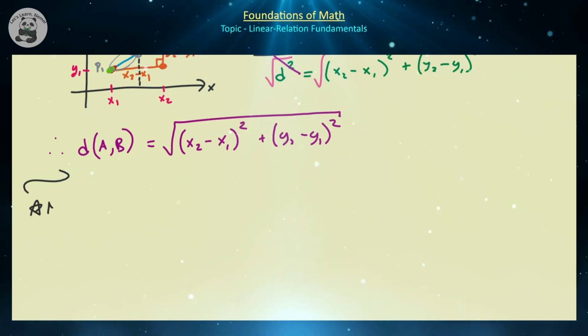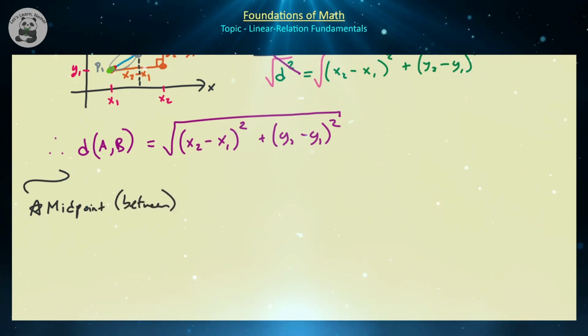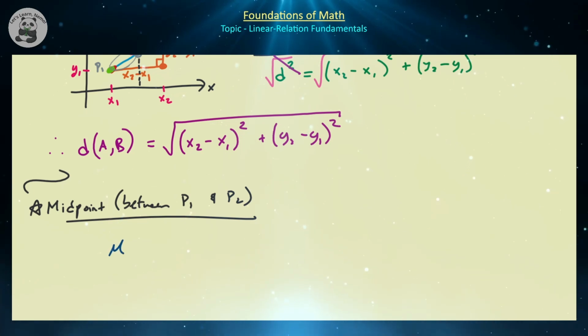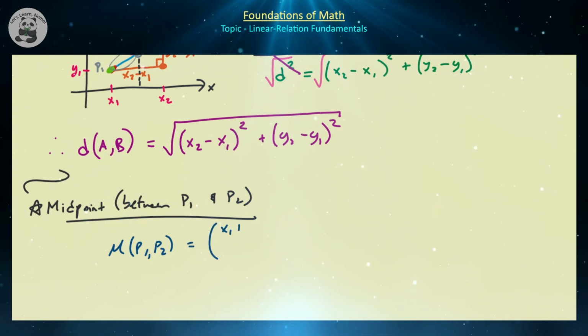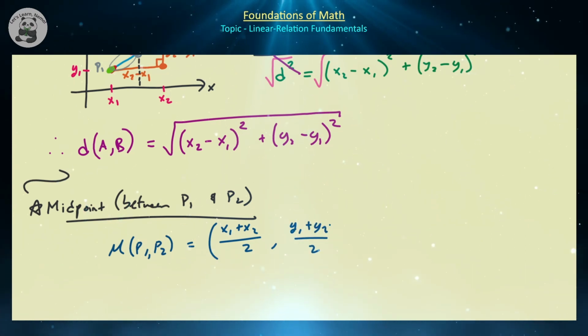So the midpoint between P1 and P2 is given by the following relation. The midpoint between P1 and P2 is going to be equal to another point. So it's going to be (x1 plus x2) divided by 2. The average of the x values will give you the x value for the midpoint, and the average of the y values, (y1 plus y2) divided by 2, will give you the y value associated to the midpoint.